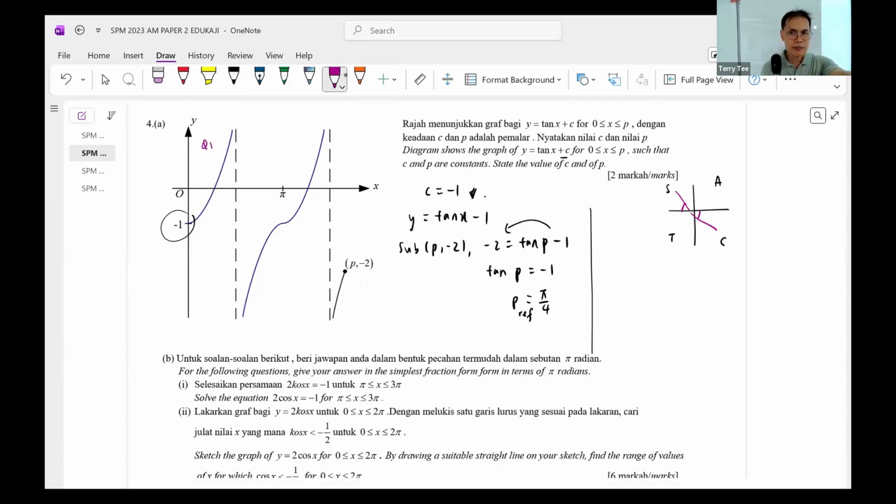This is quadrant 1. This is your quadrant 2, quadrant 3, quadrant 4. So quadrant 4, what we do is we take 2 pi minus pi over 4. Answer 7 pi over 4. Yeah, that's your answer.